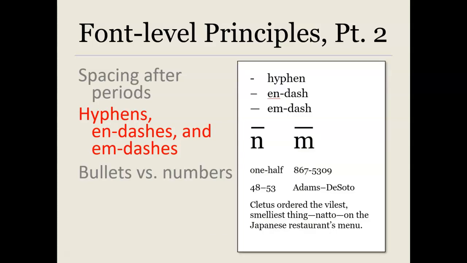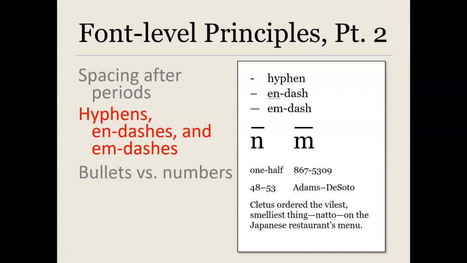Here's examples of what we're talking about. A hyphen, you'll notice, is very short. An N dash is much wider, and an M dash is much, much wider. They're called N and M dashes because they are the width of the letter N and M in whatever typeface it is we're talking about.